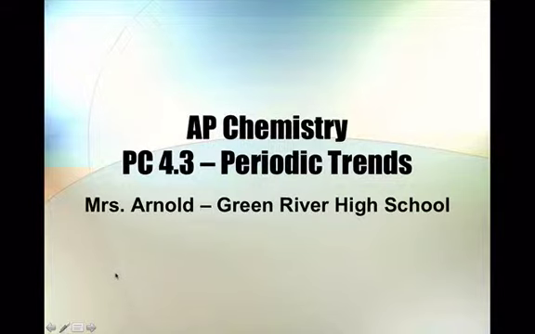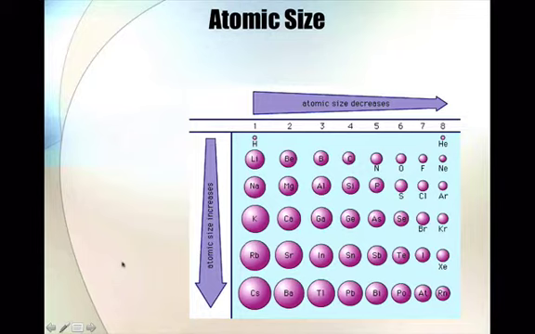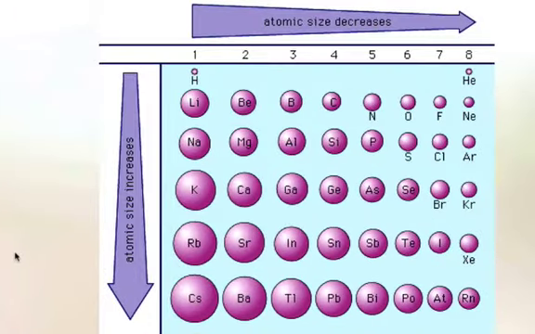Okay, this is AP Chemistry's podcast 4.3, and we're going to talk about the trends on the periodic table. So the first trend we're going to talk about is atomic size, and atomic size is the same as atomic radius. It's just the size of the atom. And you can see a picture here that visually shows you what happens with the size of these atoms as we go both down a column and across a row.